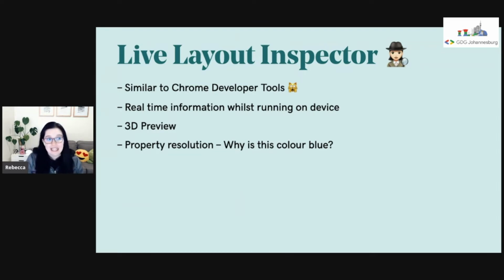But basically it allows you to see real-time information of what exactly is running on your device. And you can also see a 3D preview of the layers on what you're rendering onto screen, which is really nifty. And then one of the newer things is that there is property resolution. So this allows you to see, it's very similar to your Chrome developer tools that we were able to see very long ago, like why is this text this color blue?